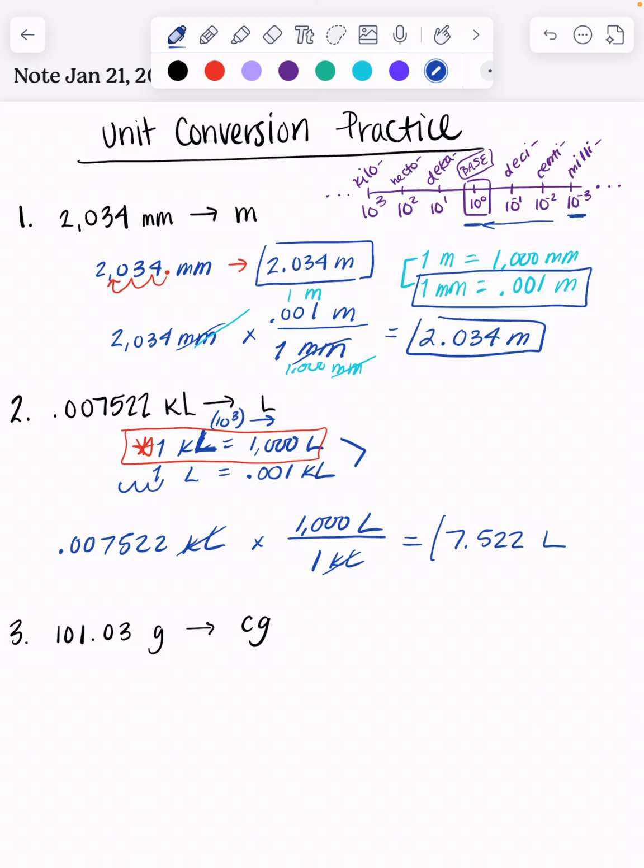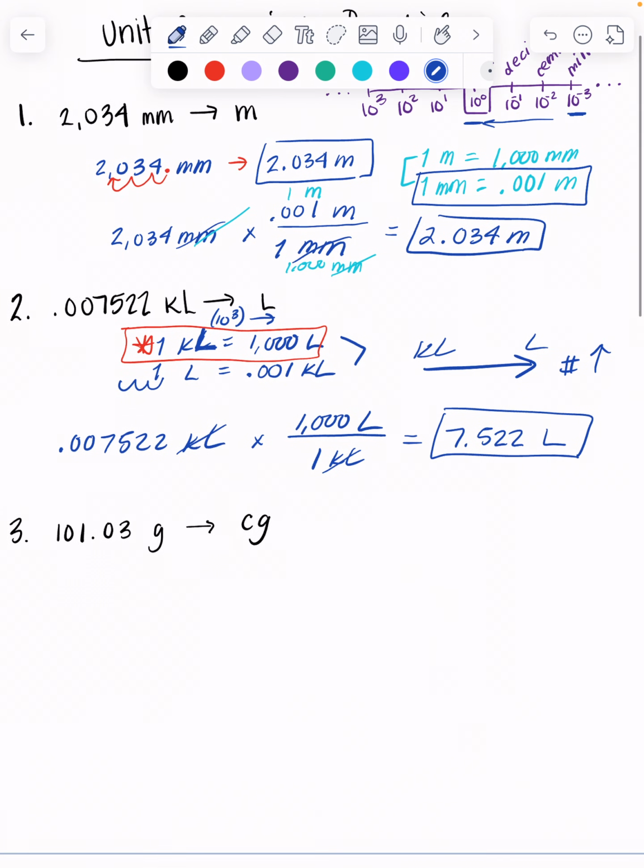Amazing. And this checks out, right? If we're moving to the right on the unit timeline, our number is going to get bigger. Number increases. And it did. It went from a decimal to a whole number. Amazing. All right, next one.